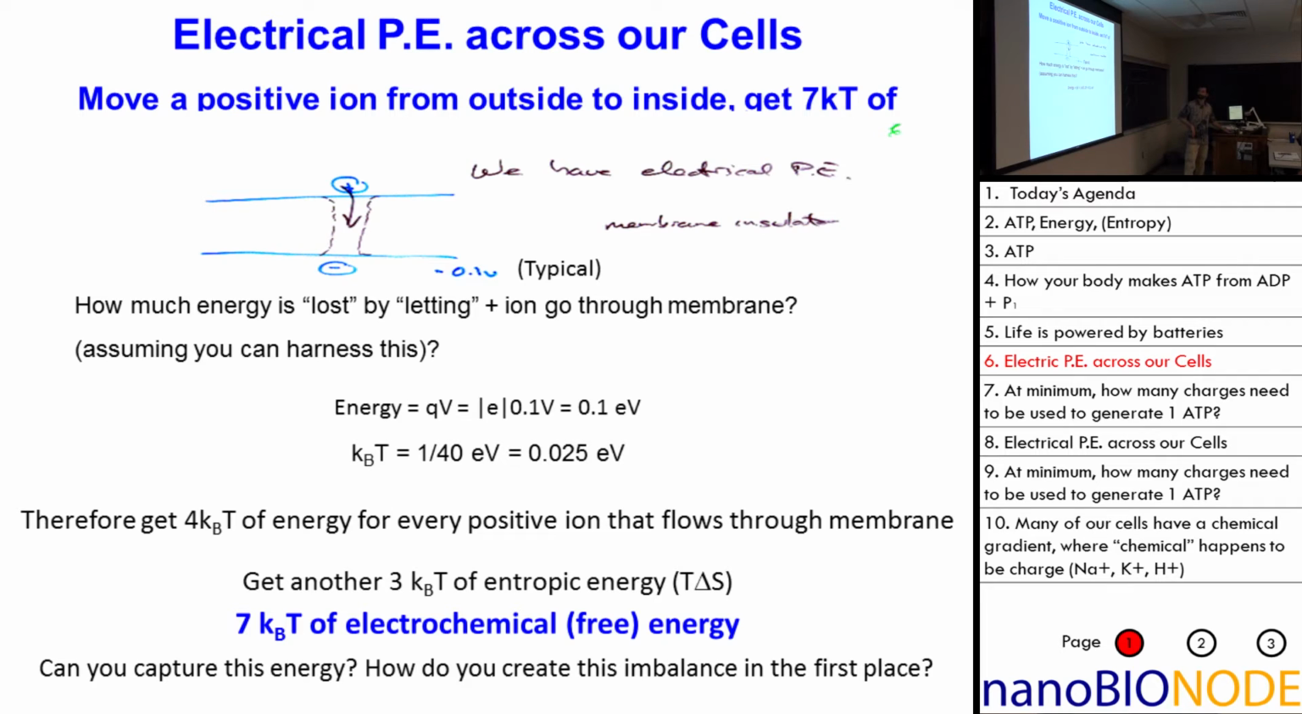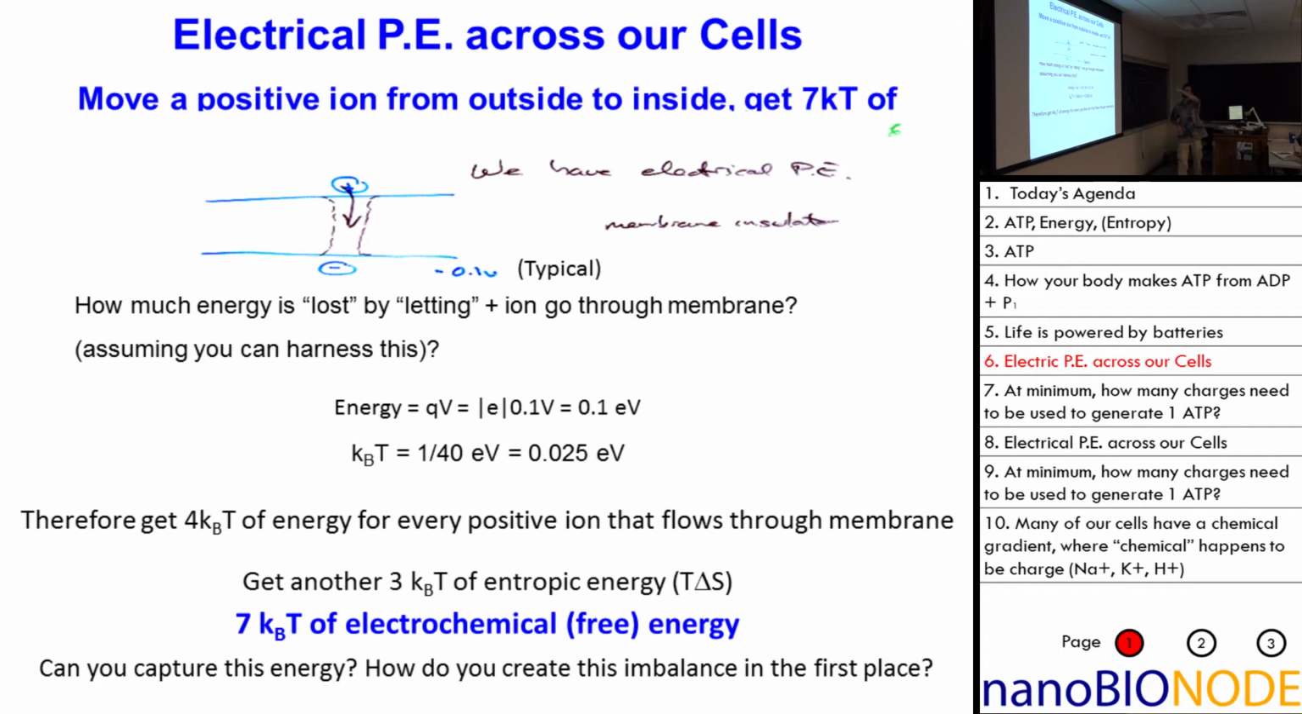Okay. So the energy is equal to charge times the voltage. The charge is 1 electron. The voltage is 0.1 volts. So that's equal to 0.1 eV. And kT, it turns out, is a 40th of an eV, or 0.025 eV. So how many kTs do you get? 4.